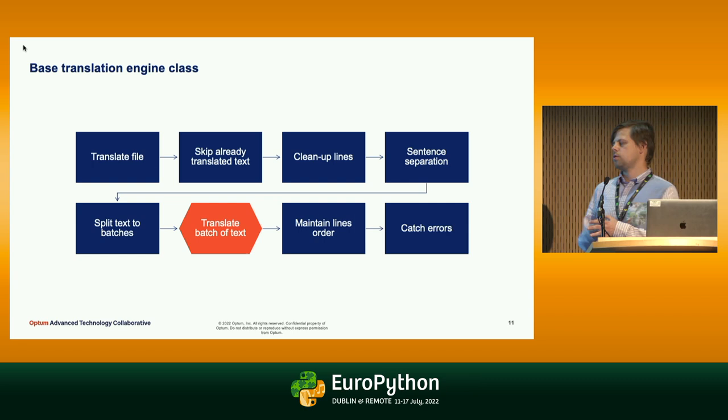So you want to restart not from the beginning, but from the point where you don't have a translation. You need to clean up the text. You need to do sentence separation properly if your text is not sentence separated. Then you need to split it into batches. Then your engine comes in and translates the text. And then you need to put it back together, maintain the order of the lines, and catch errors if there are any. Huge batch translation may take a lot of time, so we want to catch errors and just output them and not stop the whole process, because it was really annoying when you check your batch script in the morning and it just fell.